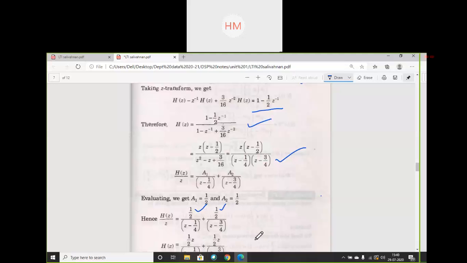आंसर क्या होगा इसमें आप? Impulse response, that is h of n. So what is h of n here? Is it easy to write down h of n from this given equation? From this equation, z यहाँ multiply हो गया तो h of n क्या होगा? Can you write?